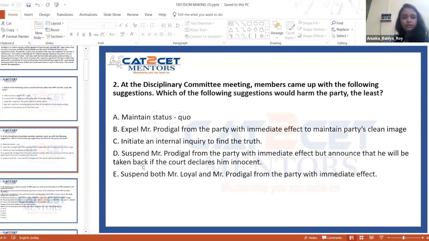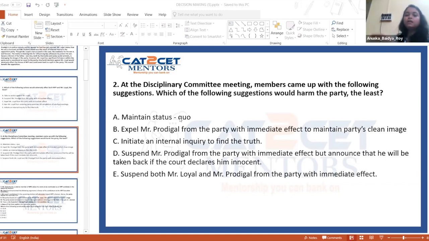How I eliminated C? Yes. I'll explain again. C says initiate an internal inquiry to find the truth. And the question asks which of the following would harm the party the least. So by initiating an internal inquiry, what is the thing that is going to happen after that? Am I taking any step for the party actually? This is an irrelevant option because nothing is actually being done for the party or against the party.